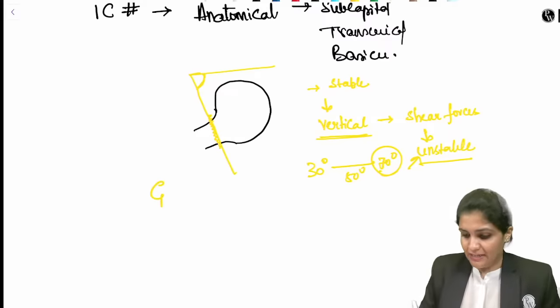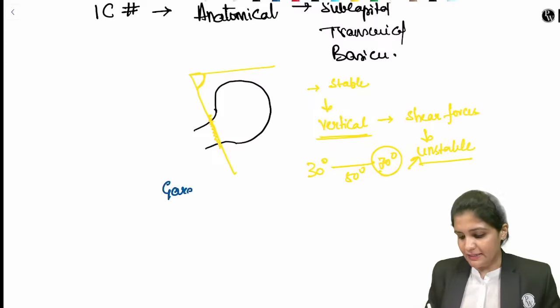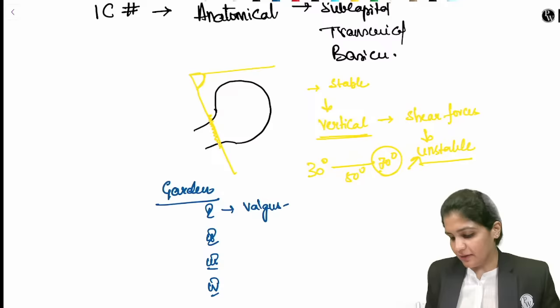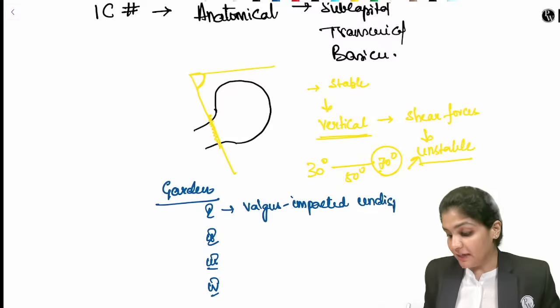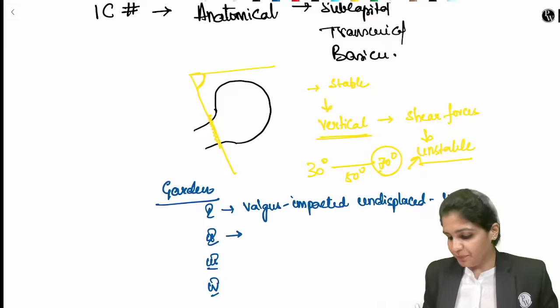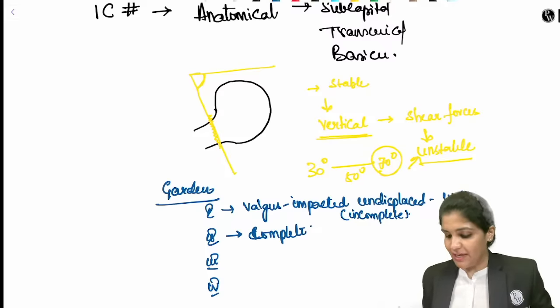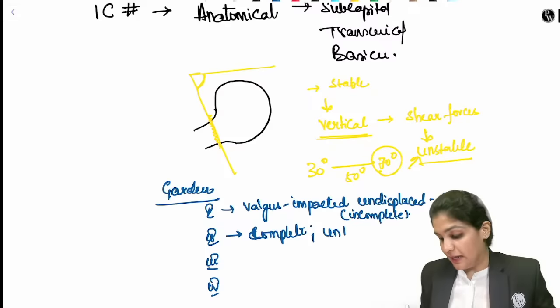And next is your Garden's classification based upon the trabeculae. Based upon the trabeculae, Garden's is divided into four types: type 1, type 2, type 3, type 4. Type 1 is your valgus impacted fracture, right? It is undisplaced. Here the patient can happily walk, right? So first is incomplete, just a valgus impacted fracture. Second is a complete fracture, but it is undisplaced.